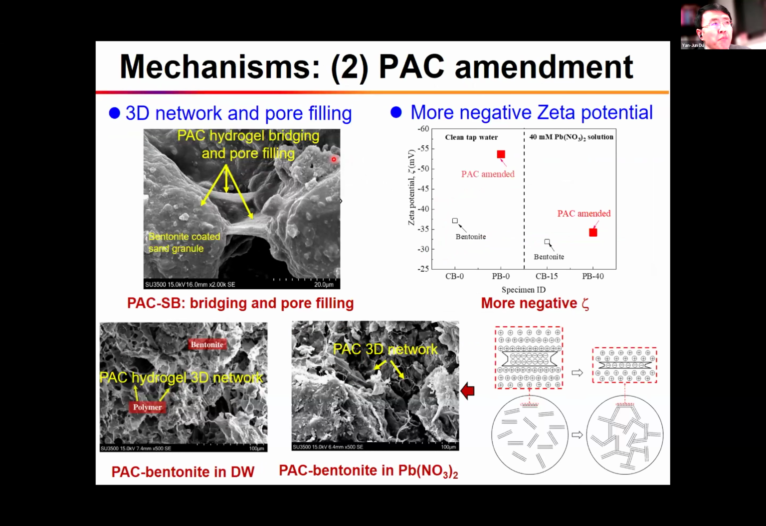The mechanism is attributed to the 3D network and pore filling by the PAC hydrogels, so you can see from the SEM images. Also, with the PAC amendment, the zeta potential of the bentonite will be more negative. That means the diffuse double layer has been expanded due to the PAC amendment.